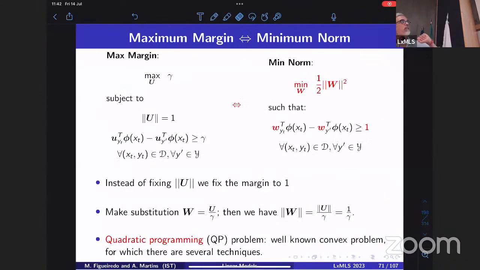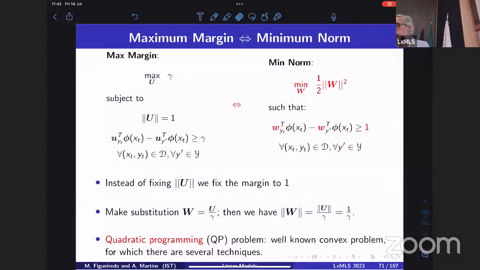solving this problem on the right: finding W, the same matrix as before in the logistic regression, one W per class, minimizing the norm squared, so the sum of all the squares, but subject to, for every point, a margin larger or equal than 1. Okay. Now this is the problem.